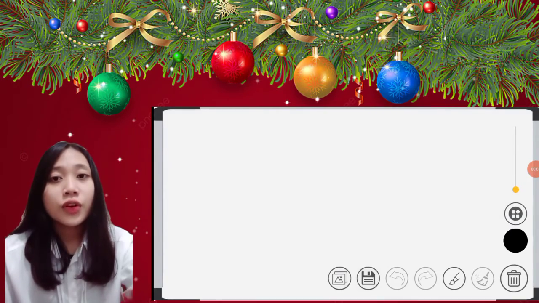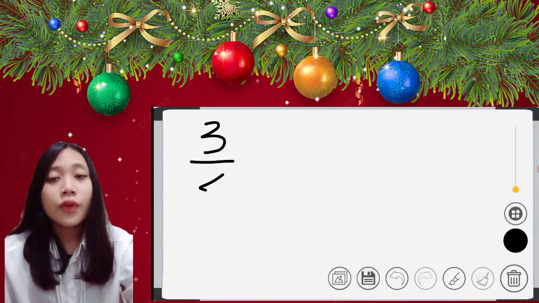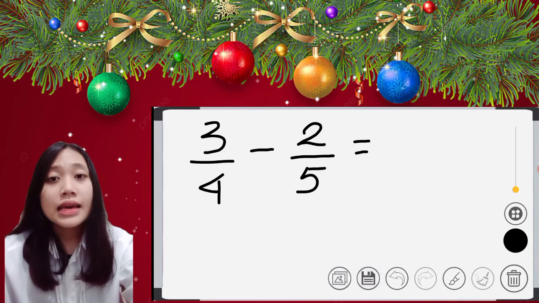Okay, let's move on to the subtraction form of common fractions. Example, 3 over 4 minus 2 over 5 equals. Remember that an easy trick for addition and subtraction on common fractions, we can calculate it by cross multiplication. Okay, let's pay attention. 3 times 5 equals 15. Because this is a form of subtraction, we write here minus.